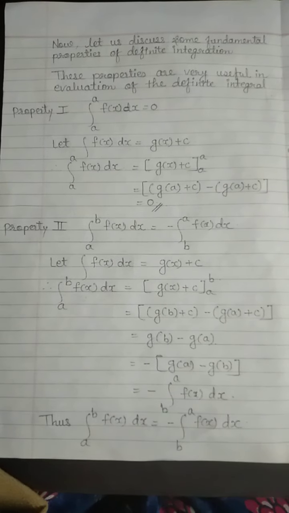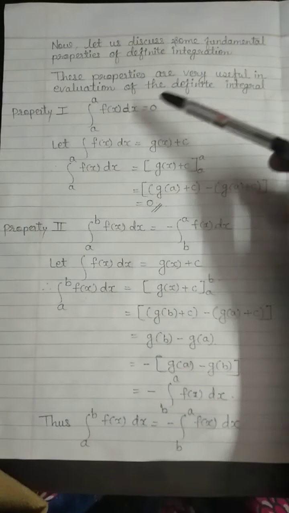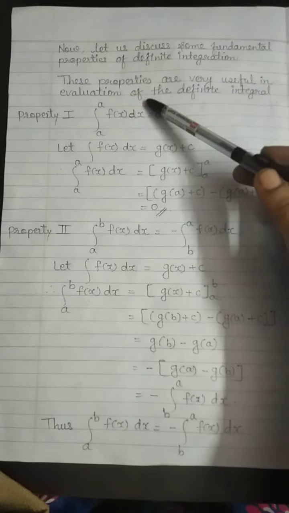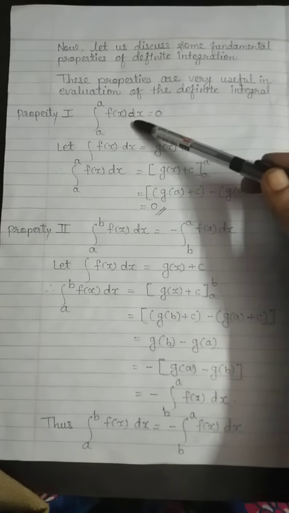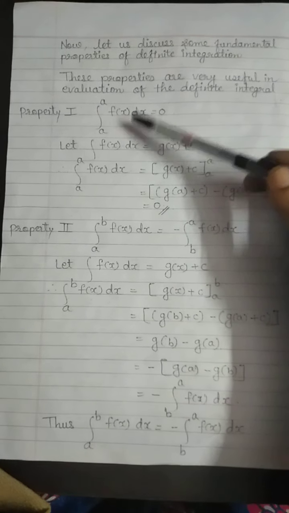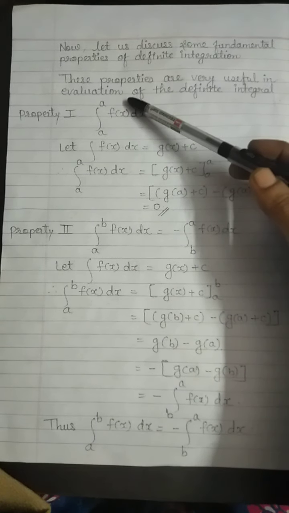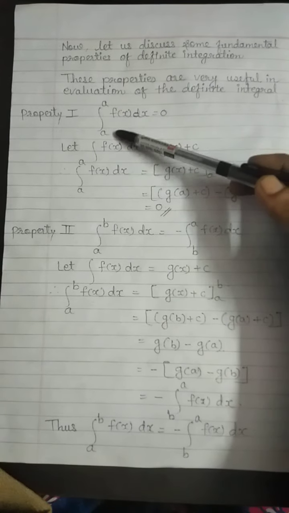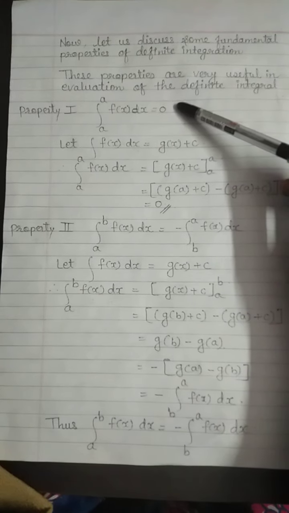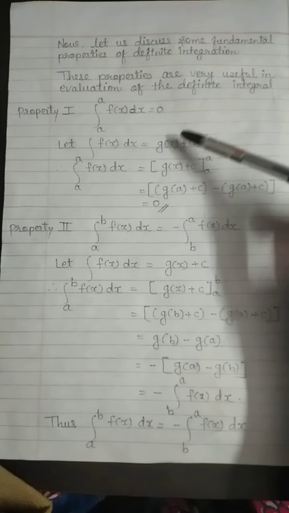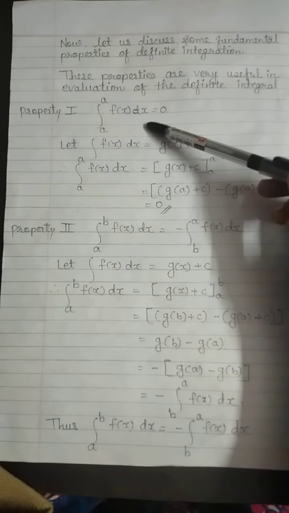Now property number 1: the integration from a to a of f of x dx is equal to 0. Means if in any question the lower limit and upper limit, both the limits are same, then the value of the integral will be 0. Now here we have a small proof regarding this property.